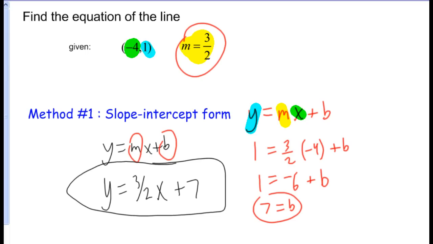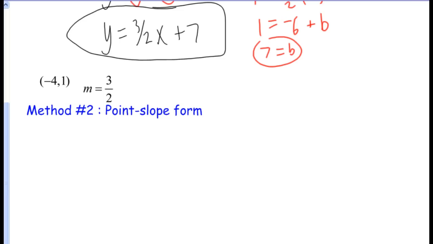We can do this another way about the slope. This method is actually more popular as you get towards pre-calculus and calculus. It's a very good method. You might remember it's called the point-slope form: y minus y1 equals m times x minus x1.